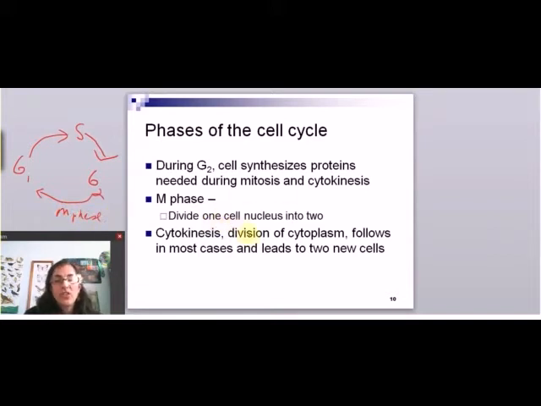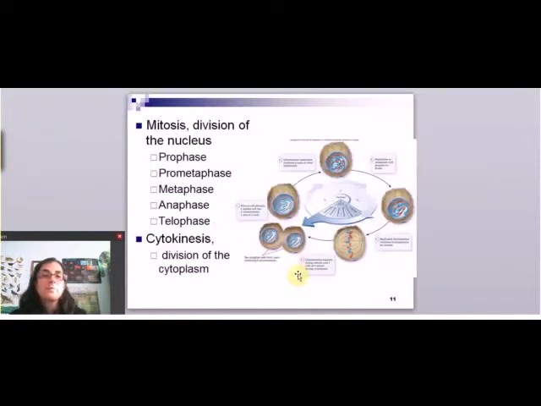This is when the cell will actually divide. So in the first part of it, mitosis, it will divide one cell nucleus into 2. So this is dividing up the DNA. Cytokinesis is dividing up the cytoplasm. So this is what will normally lead to 2 new cells. So I get 2 new nuclei from mitosis, and cytokinesis gives me 2 new cytoplasms. So here's the whole cell cycle: G1, S, G2, and the M phase.